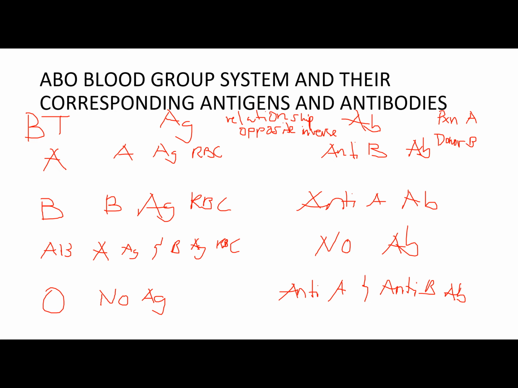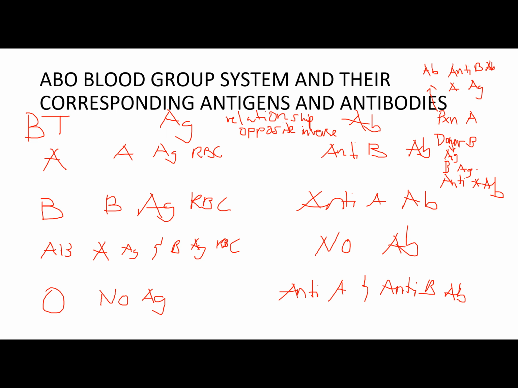Now, as per the rule, if you are the patient, as I mentioned earlier, the thing you need to remember about the patient is the antibody present in their plasma. Since it's patient A, class, it would have the anti-B antibody and it would have the A antigen. While for the donor, the thing you need to remember is the antigen found on their RBC. So it would have the B antigen and it would have the anti-A antibody.